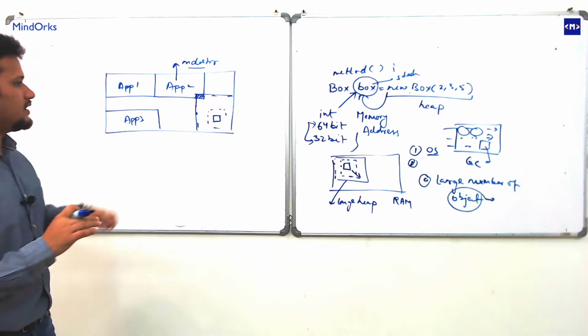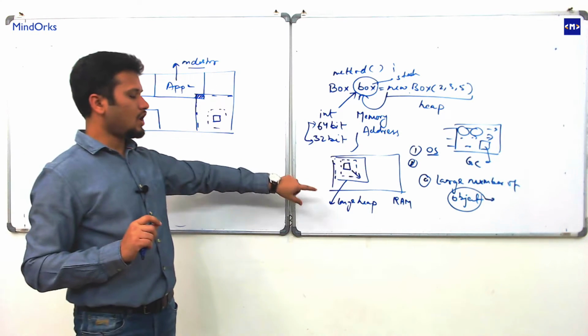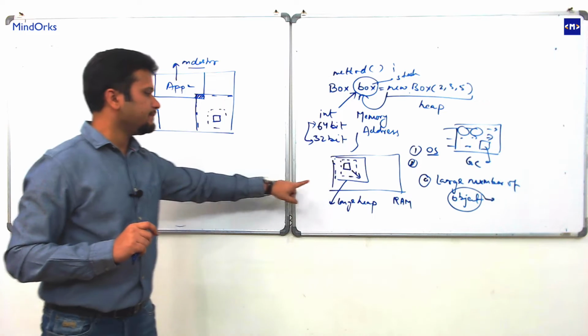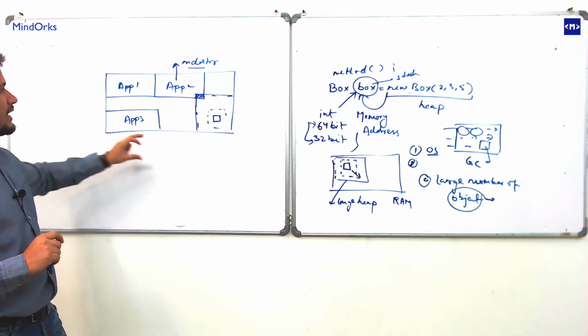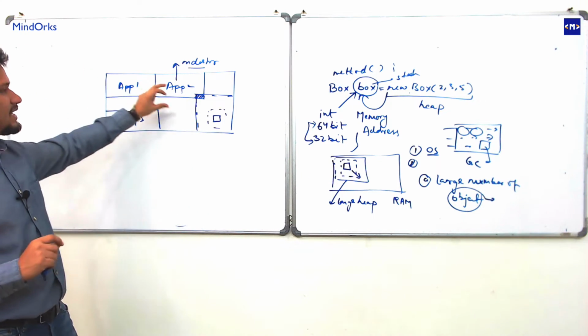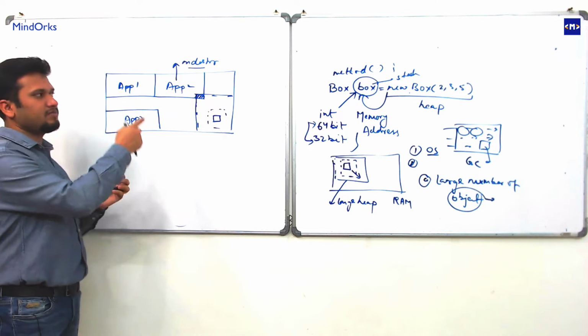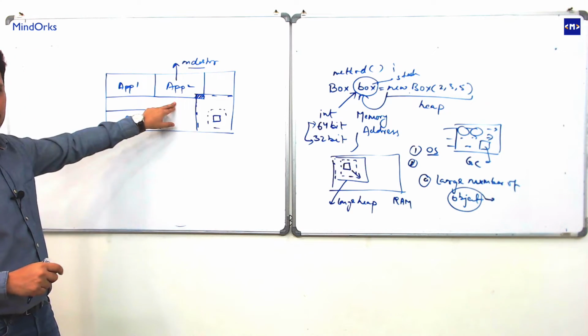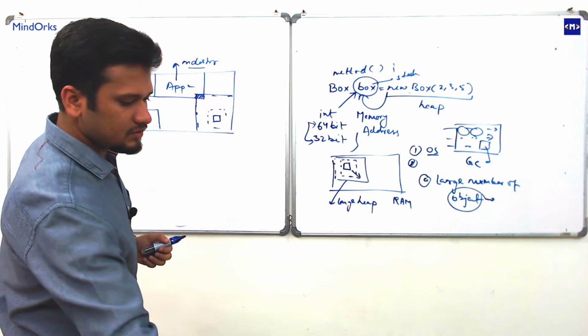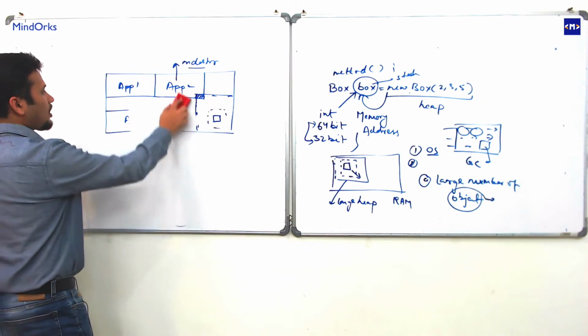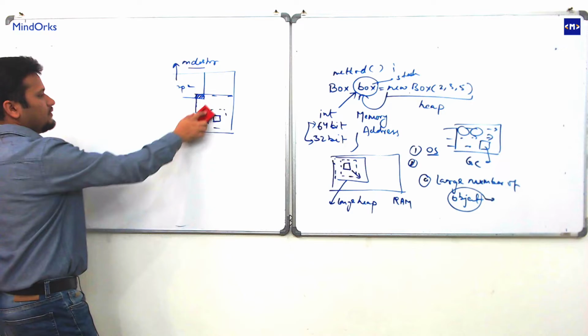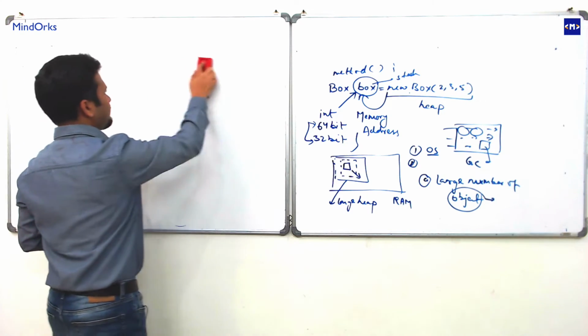So this was the overview of how your application is using the RAM, and when your application runs alongside other applications, how the system is managing the RAM for you. Now we have talked much about heap. Now we will talk about stack.